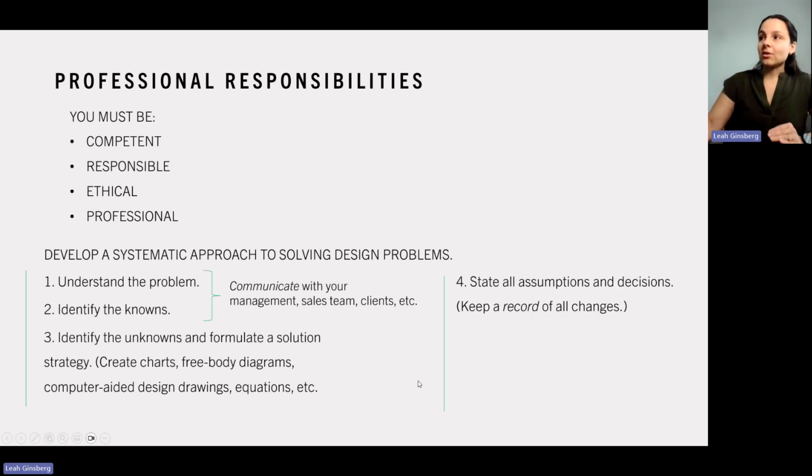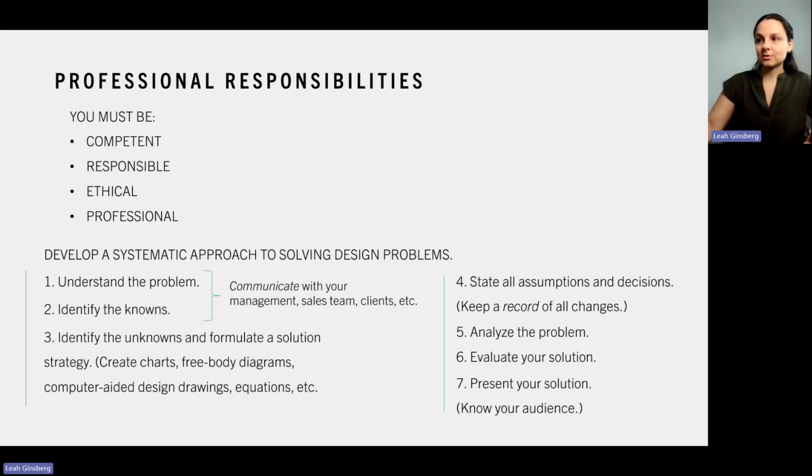And then state all of your assumptions and decisions. Keep a record of all of these. Keeping good records is a really good habit to get into. Make clear why you've made the decisions that you've made, and help someone who may come along behind you understand what you had built into your particular analysis and solution. All right, then analyze your problem, of course, evaluate your solution, and present your solution.